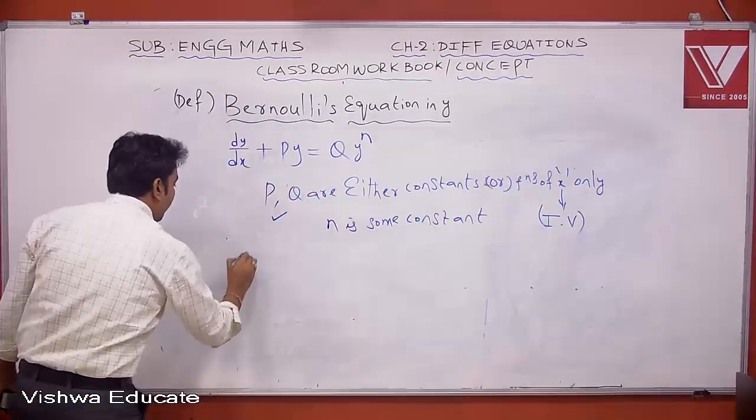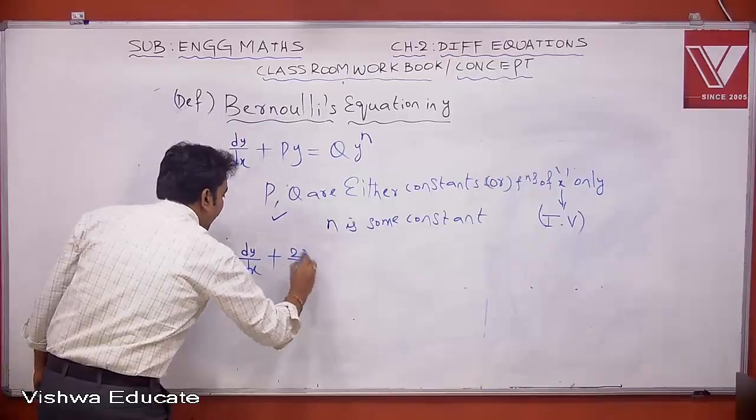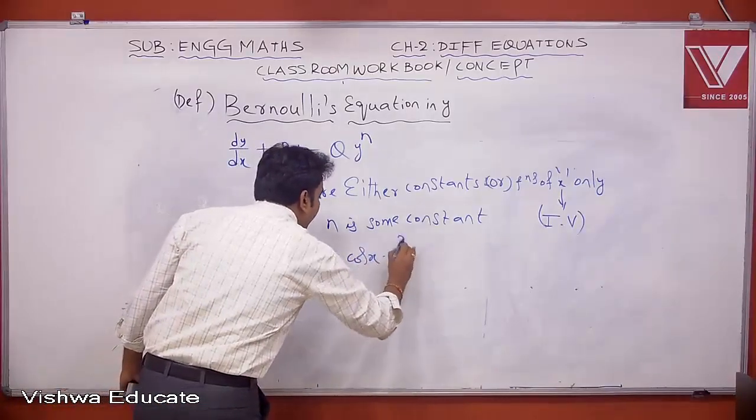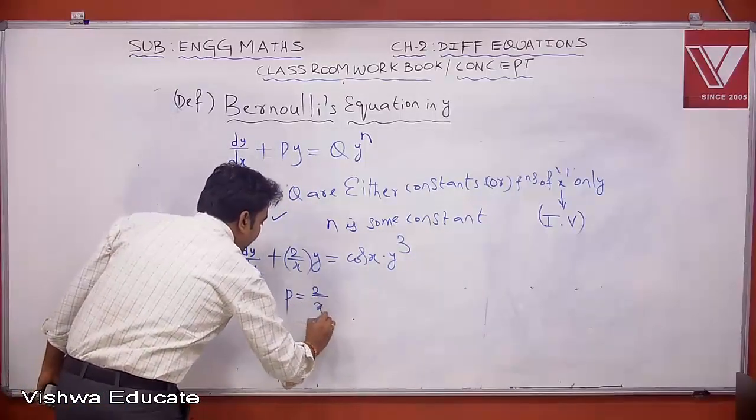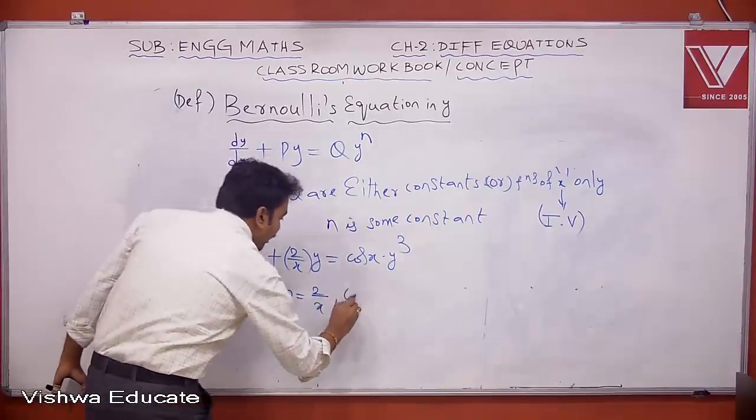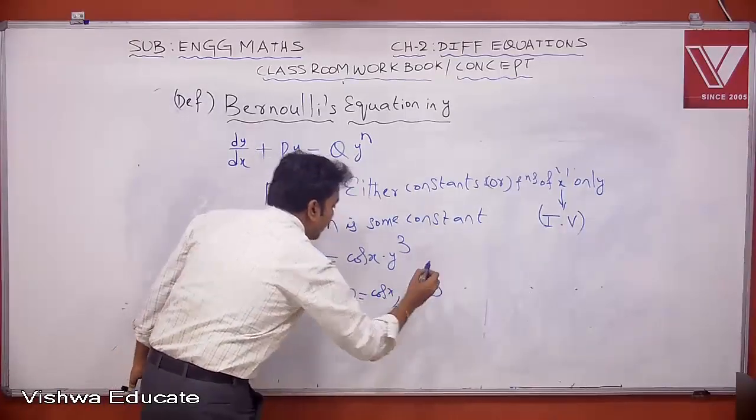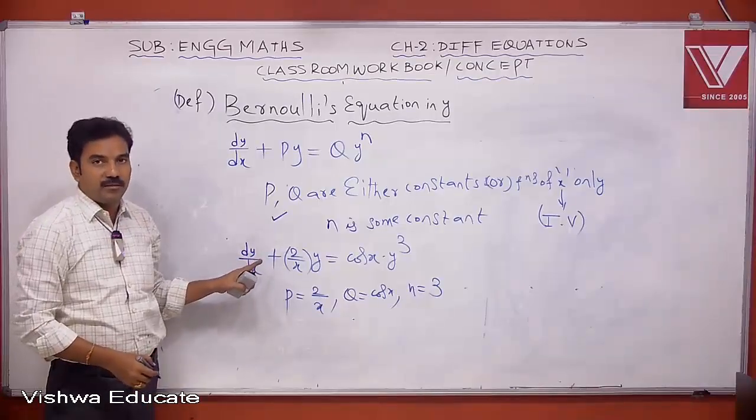Let me discuss one example. Suppose I have dy by dx plus 2 by x into y equal to, for example, cos x into y cube. Now in this case my p is 2 by x, it is a function of x, and q is cos x, it is a function of x, and n is 3. Therefore this is nothing but an example of Bernoulli's equation in y.